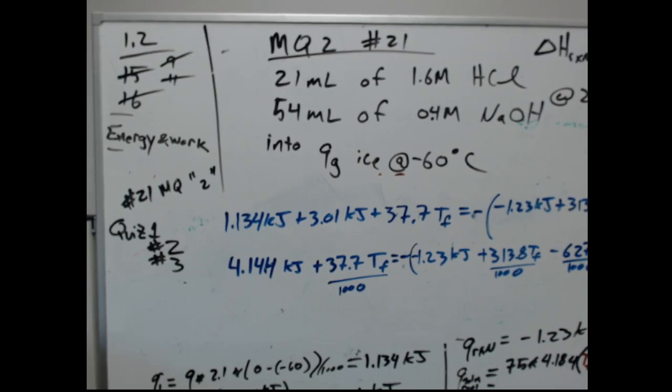Okay. So now we're doing some algebra. We're going to do 4.144 minus 1.23 minus 6.276.